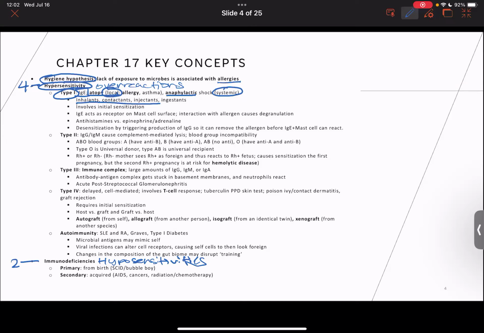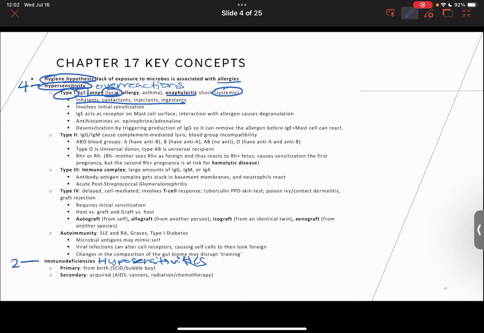The different types of allergens, inhalants, contactants, injectants, and ingestants, can also cross over into groups. It just depends on how that person was exposed at that time to trigger their reaction. And that can also govern whether it's going to be atopic or anaphylactic as well. I'm not going to go through any of that. I feel like that's pretty self-explanatory.